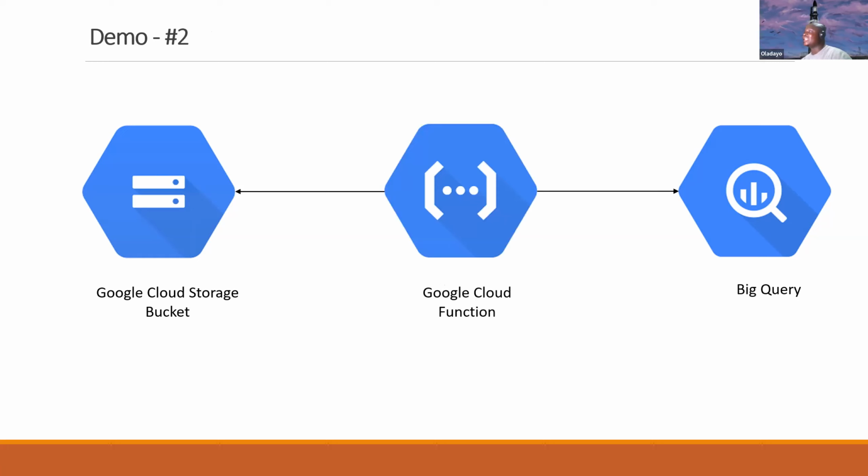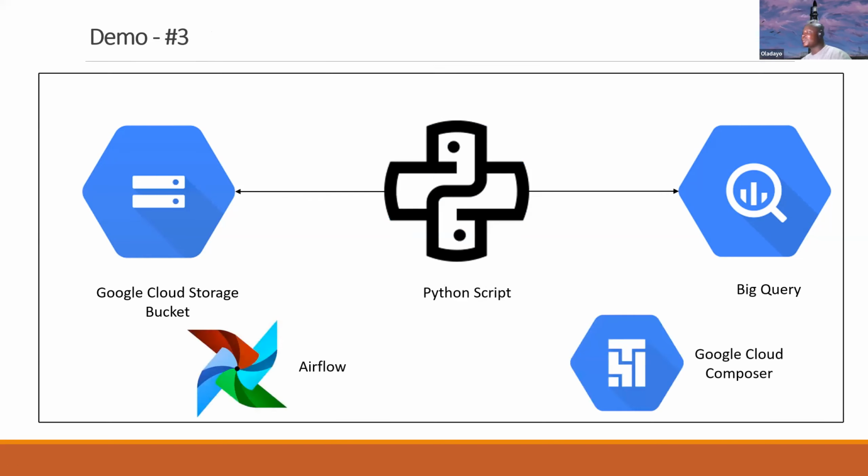For the second one, instead of us running the Python script on our own, we're going to move that Python script into a Google Cloud Function, and we are going to run it, and then we're going to look at the data here. And the third one, that's why I was trying to create a Google Cloud Composer. We're going to use Airflow to orchestrate this entire workflow.